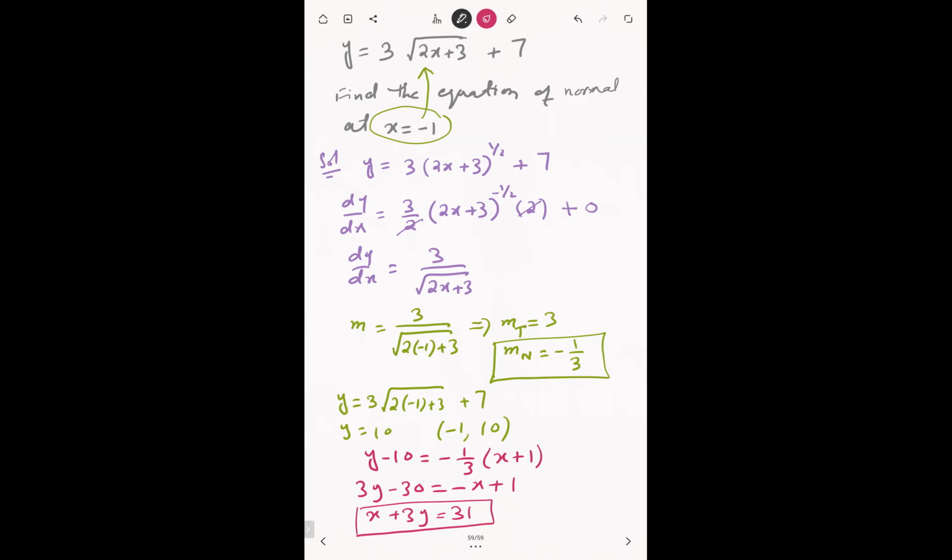Ismail, what is that 3 over 1? Your x coordinate is not 3, your x coordinate is minus 1. Okay. So that was the equation of normal.